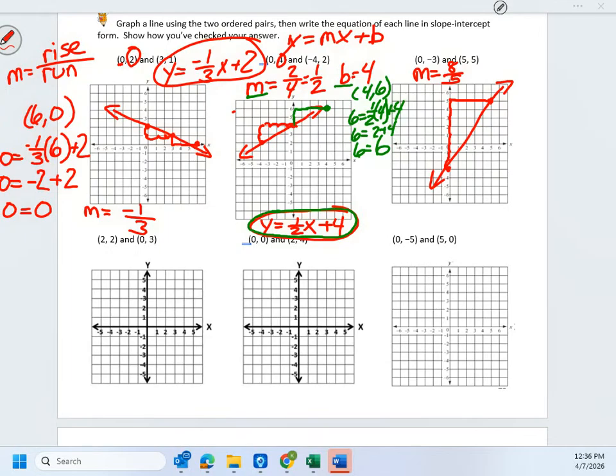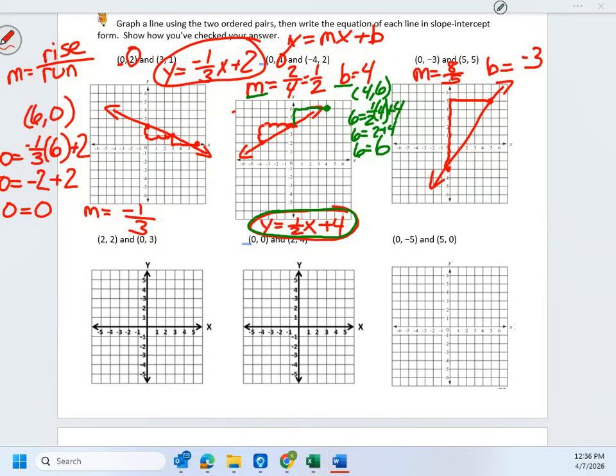What's my next step, AJ? Nope, not yet. What do I have to find first? I found my slope. I need to find the y-intercept, my b. What is my y-intercept for this? Ellie? -3.